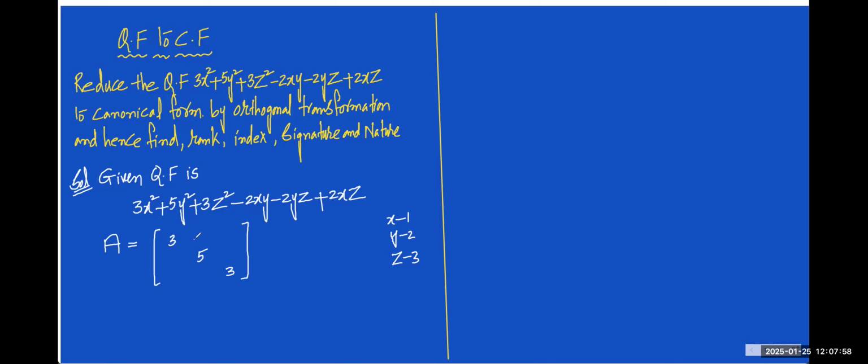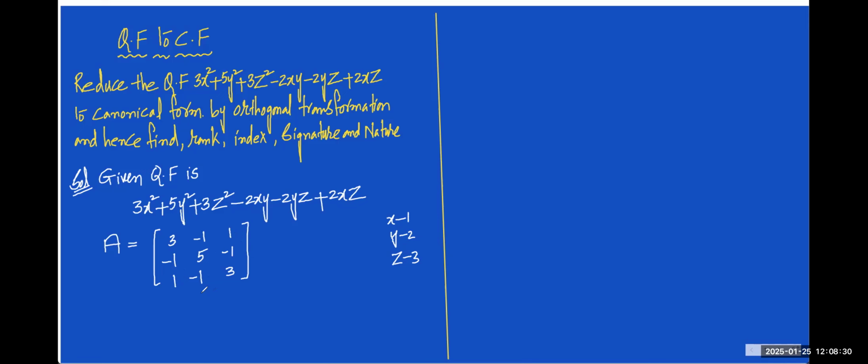Dividing by 2, you will get minus 1 and minus 1. For yz, y stands for 2 and z stands for 3, so second row, third column and third row, second column. Again dividing by 2, we get minus 1 and minus 1. And for xz, first row, third column and third row, first column, again dividing by 2, you get 1 and 1.